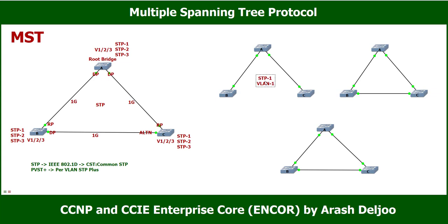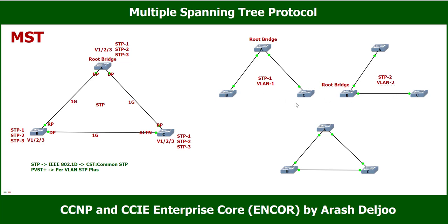But for STP2, we don't need to choose the same switch as the root bridge. Actually, in STP2, or STP for VLAN 2, we are choosing switch B as the root bridge. What does it mean? Our active topology is this topology. Look at here, STP2, and this is for VLAN 2, so easy.